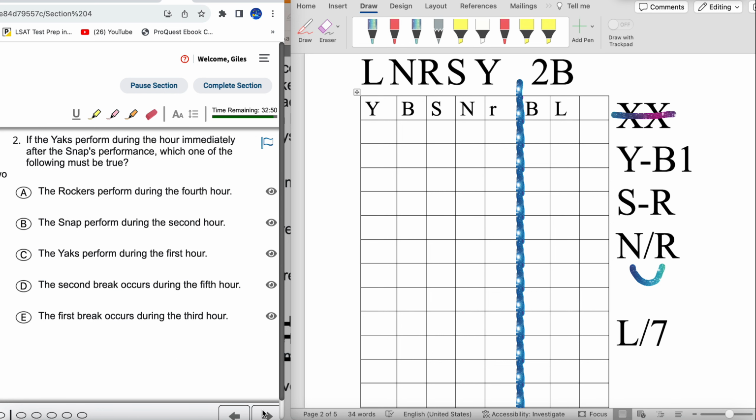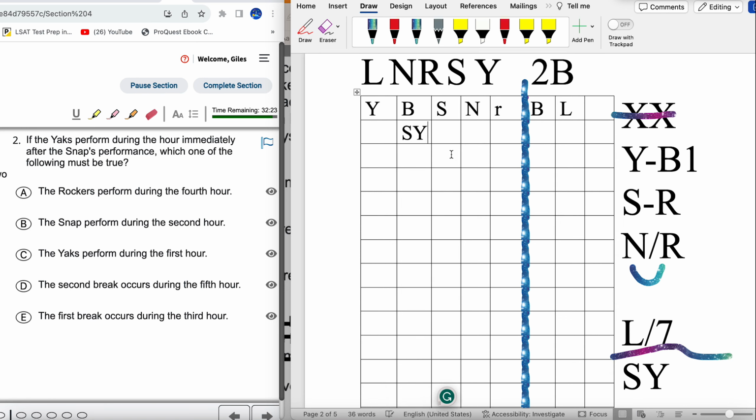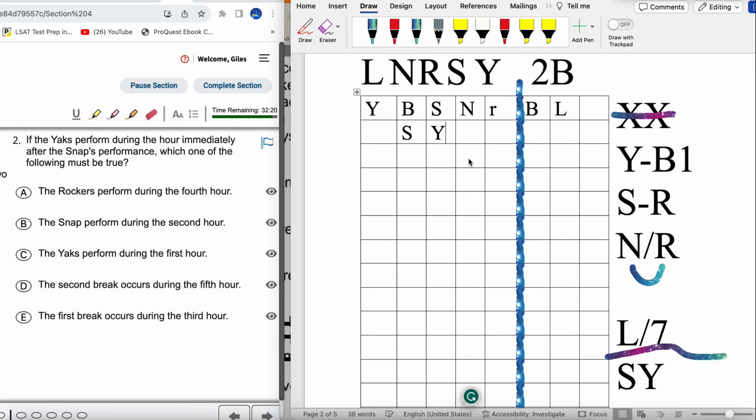If Yakes performed during the hour immediately after Snap's performance, which of the following must be true? So this one's going to ask that Y be immediately after Snap. So it's going to go SY. And let me go ahead and separate it from the rest of the conditions, that way we know. So from here, I'm going to apply SY as quickly as possible. SY. And let me fill in to the best of my ability.